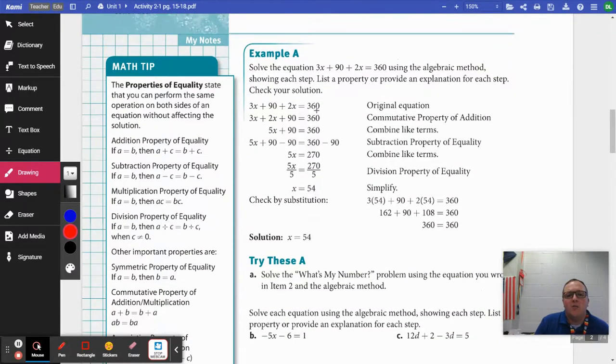So when you have an equation such as this, there is an order that you have to follow by using your properties. That's why they have all the properties listed here for you. This is a great example for you to go back to, so that way you can see and make sure that you're following all of your steps.